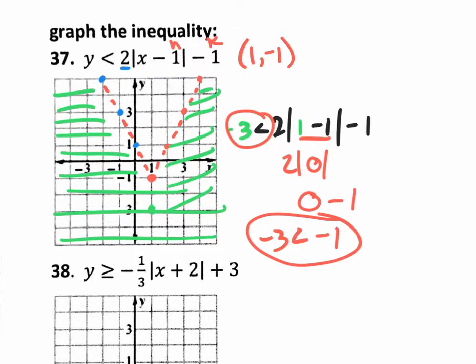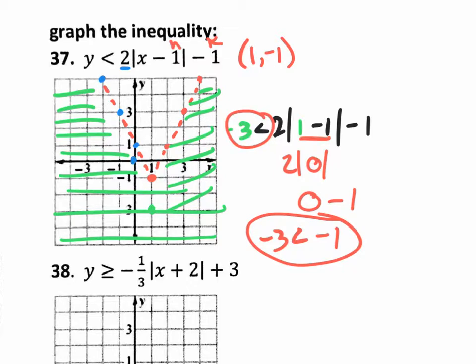Now, if I would have tested this point and it would not have worked, then I would have had to shade everything on the inside of the V. Okay. If you're confused about me testing the point 1, -3, you could have tested the point 0, 0. That's clearly on the outside as well, and it would have worked also, because all the answers are on the outside. So you could have tested the point 0, 0.